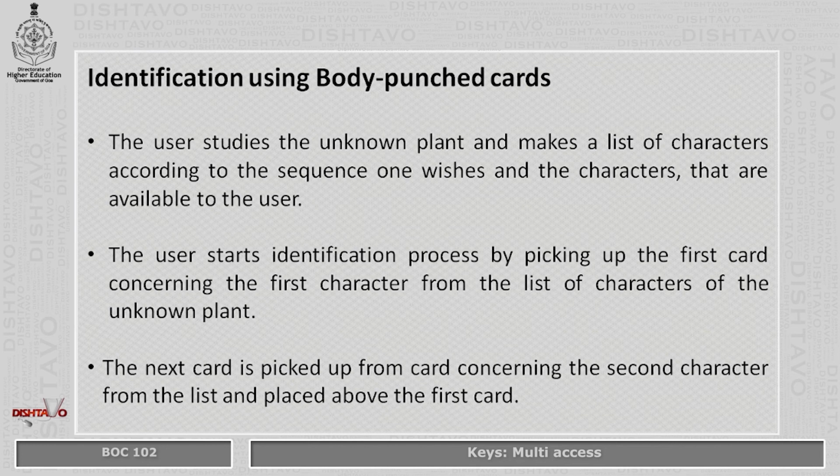Coming to the identification process using a punch card, the user studies the unknown plant and makes a list of characters according to the sequence one wishes and the characters that are available to the user. The user starts the identification process by picking up the first card concerning the first character from the list of characters of the unknown plant. The next card is picked up from the card concerning the second character from the list and placed above the first card.